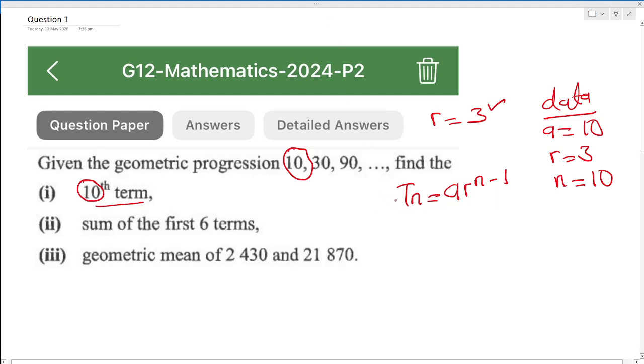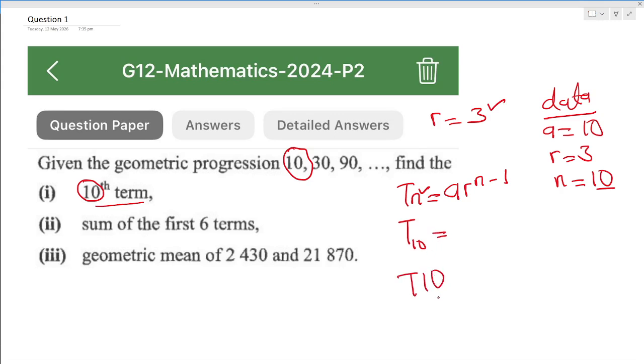Okay, so we're now going to say T, there's N there. So we plug in a 10. So I'm going to say T10, but the 10 should be a subscript, not T10 like this. Okay, the 10 should be a subscript, a small value like that one. And then we continue plugging in the values.